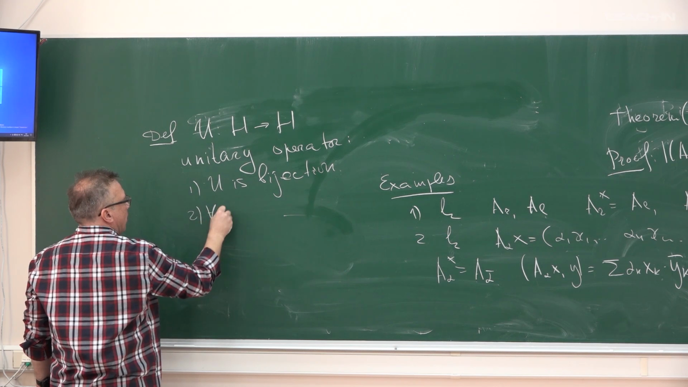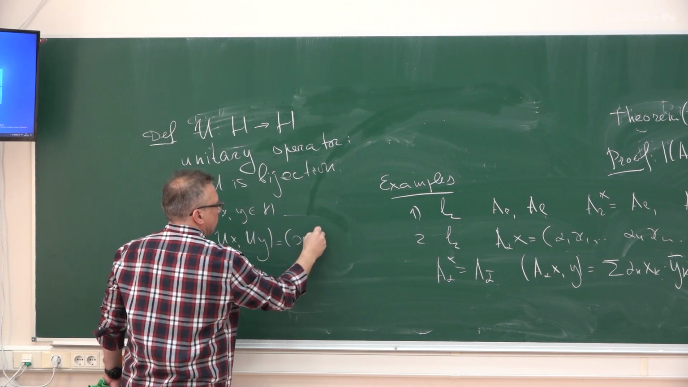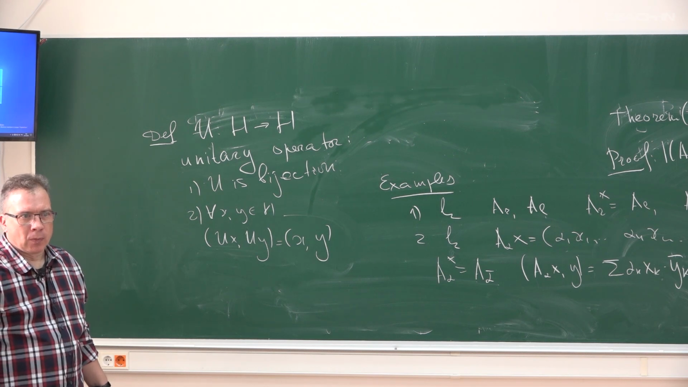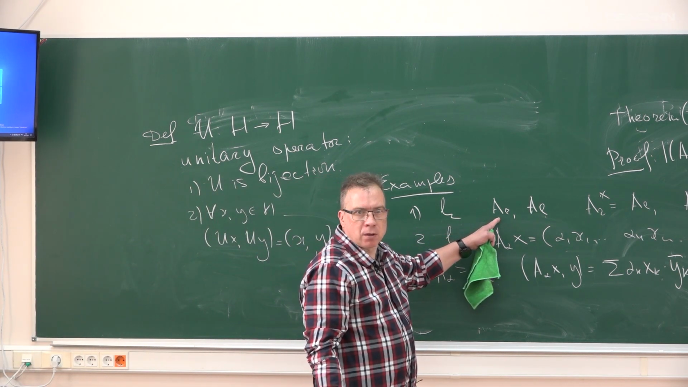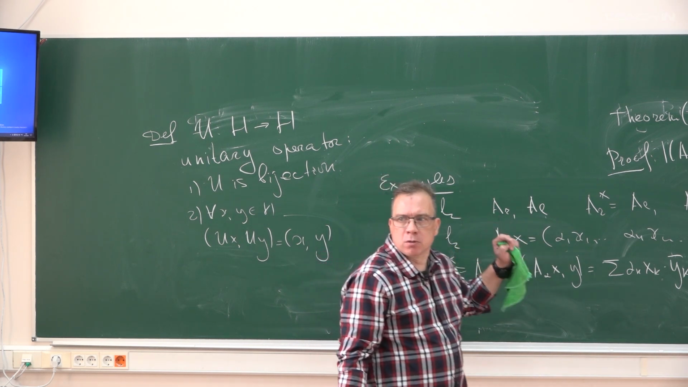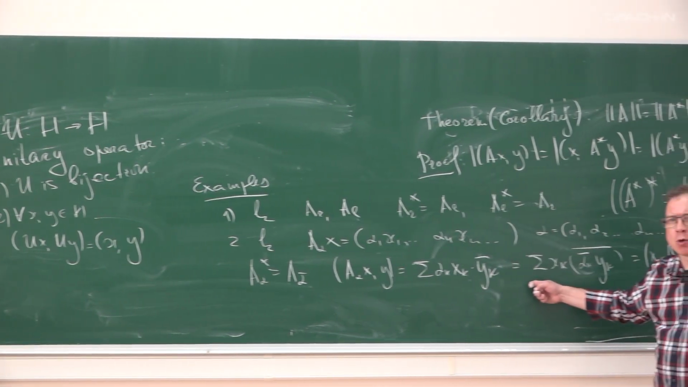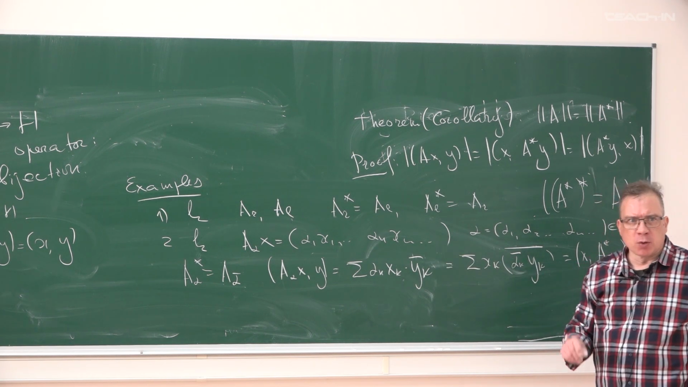And second, for any x, y from H. So, for example, the right shift is not unitary because it is not bijective. It is not surjective. But in two-sided L2, all these operators are unitary. Why do I give this example? Ask this question: when is this operator, multiplication of the sequence, unitary?